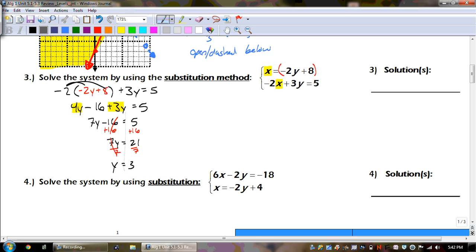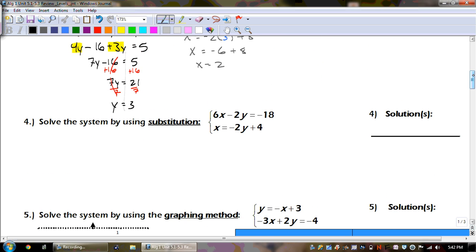Now we need to go back into that x equals -2y plus 8, and we have to plug in 3. So -2 times 3 gives us -6, and -6 plus 8, we get 2. So then we get our solution where these lines intersect is at the point (2, 3).